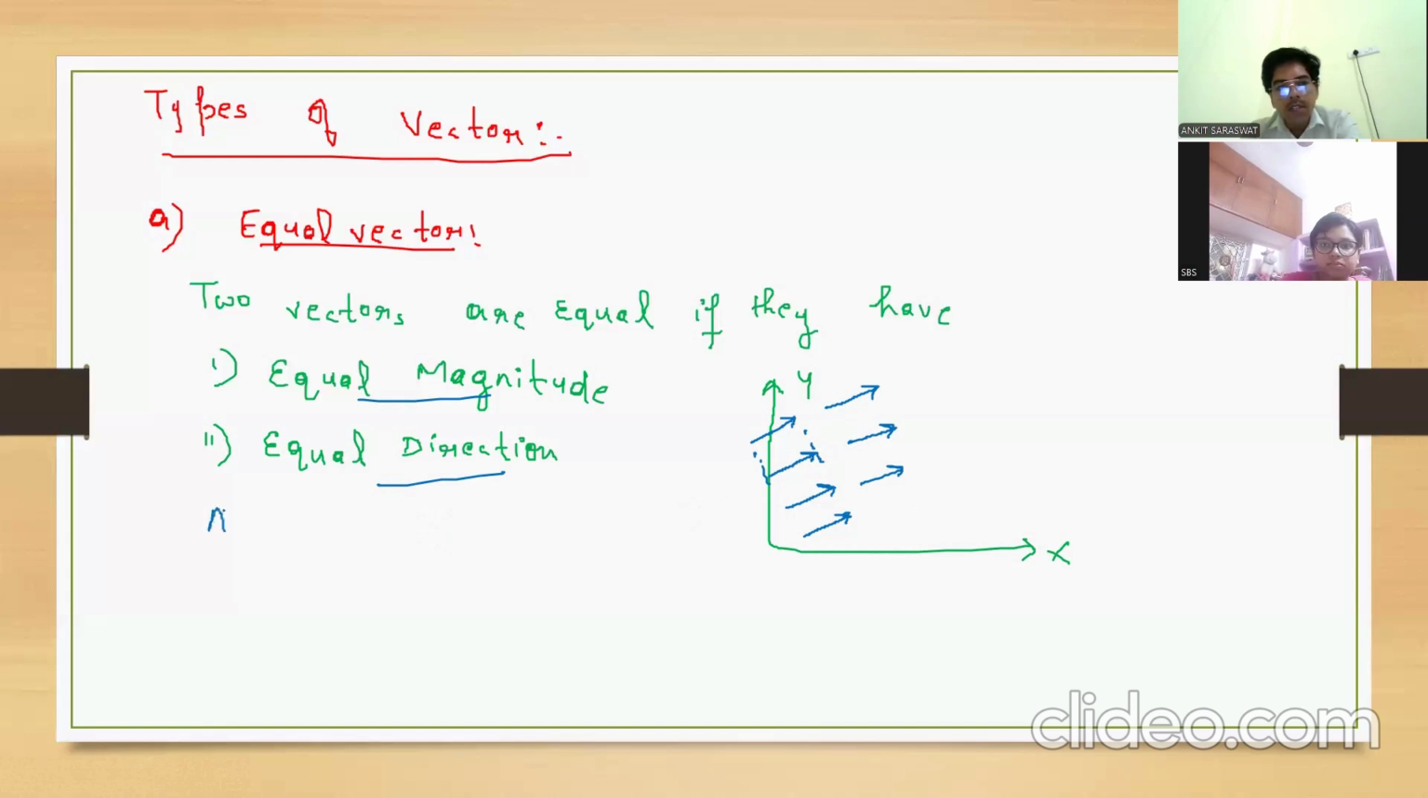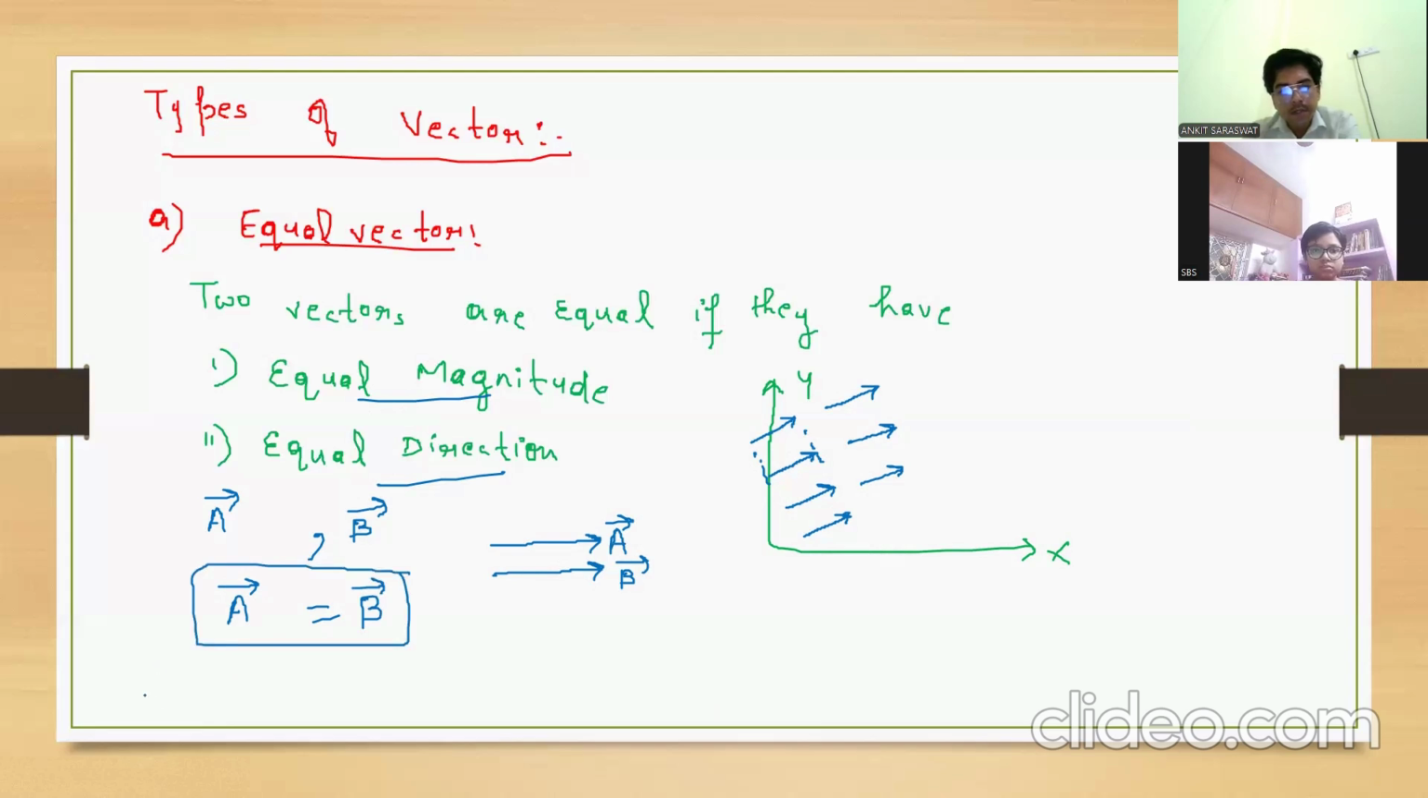So, for example, if I take two vectors, A vector and B vector. One vector, A vector, is like this, and B vector just like this. So these two vectors are equal, and we can say A vector is equal to B vector. We can say this when they have same magnitude, magnitude of A must be equal to the magnitude of B, and they should have same direction. Then only we say it is an equal vector.